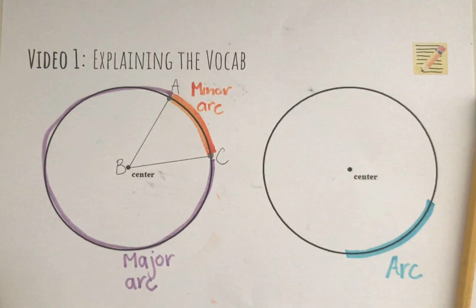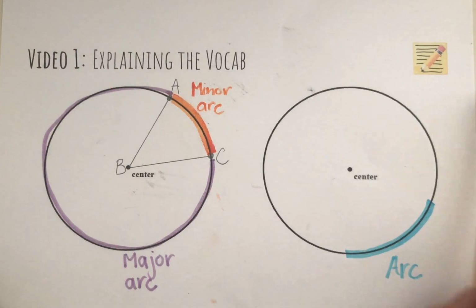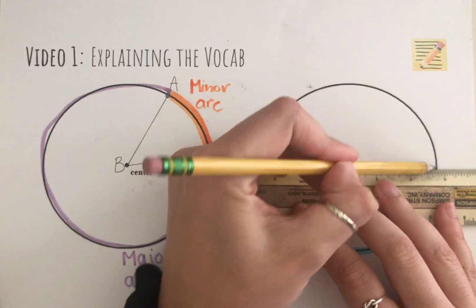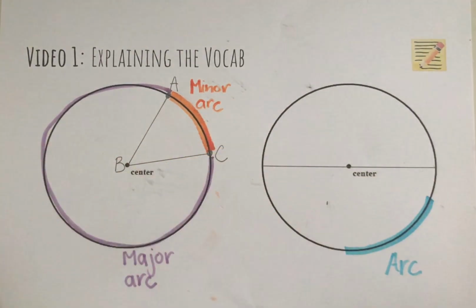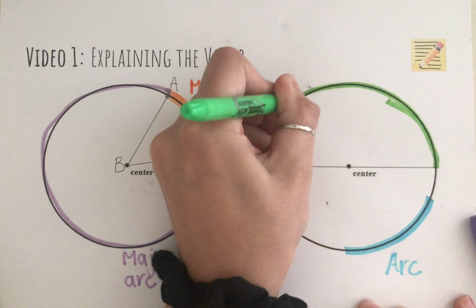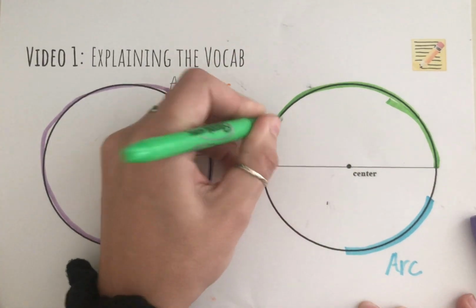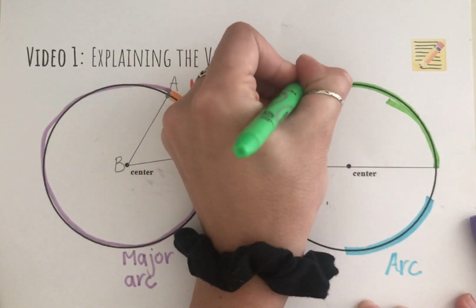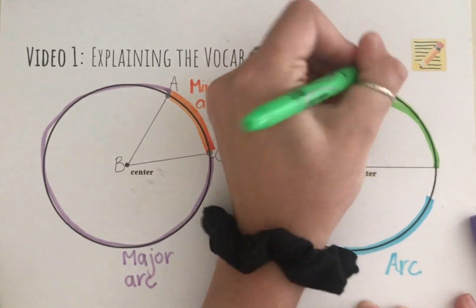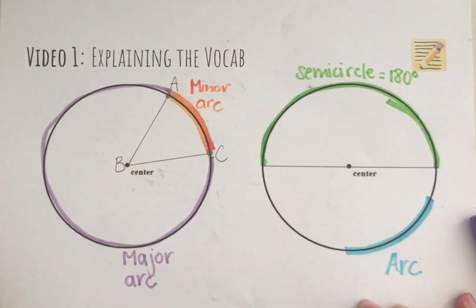Now there's one more kind of arc. What if it's not bigger or smaller than 180 degrees? What if it's exactly 180 degrees? And that is what we call a semicircle. So if an arc is exactly half of a circle, it is called a semicircle. And it equals 180 degrees.